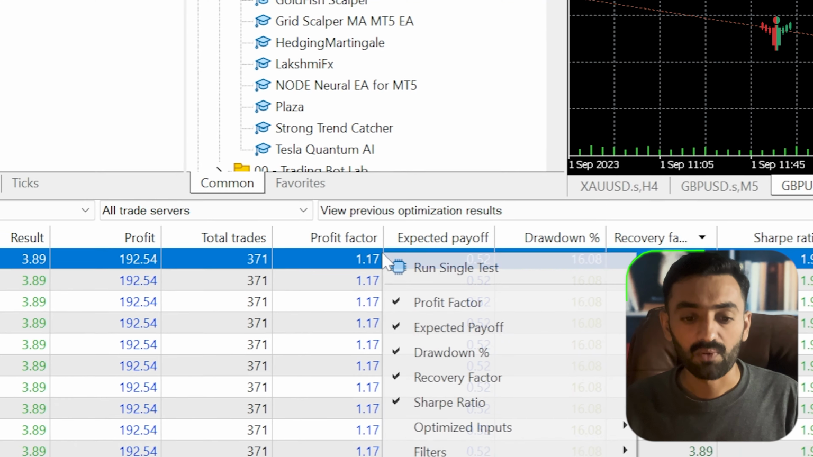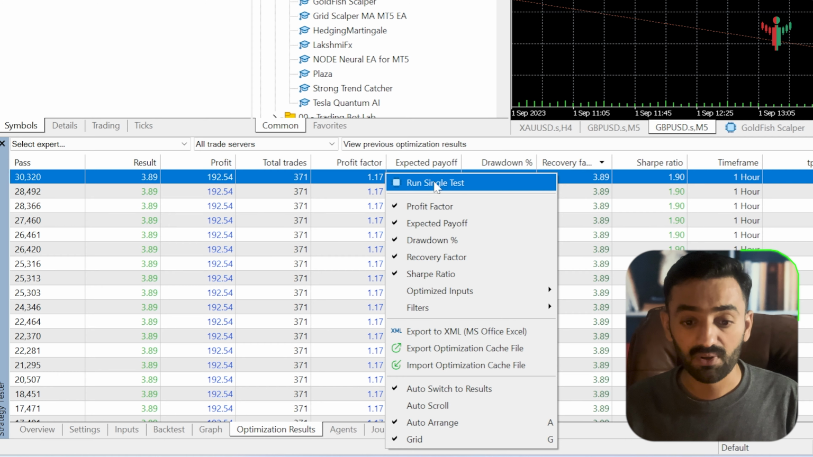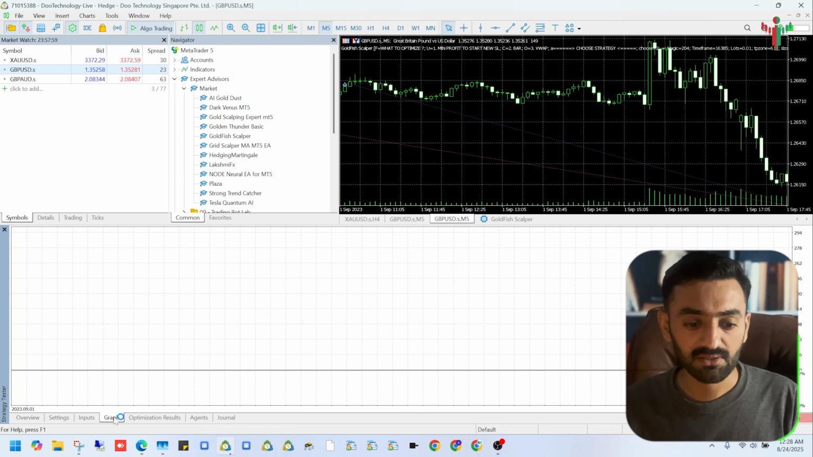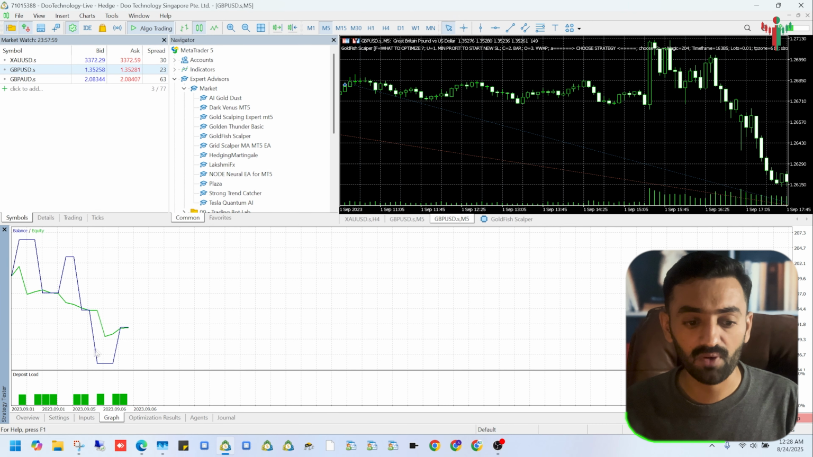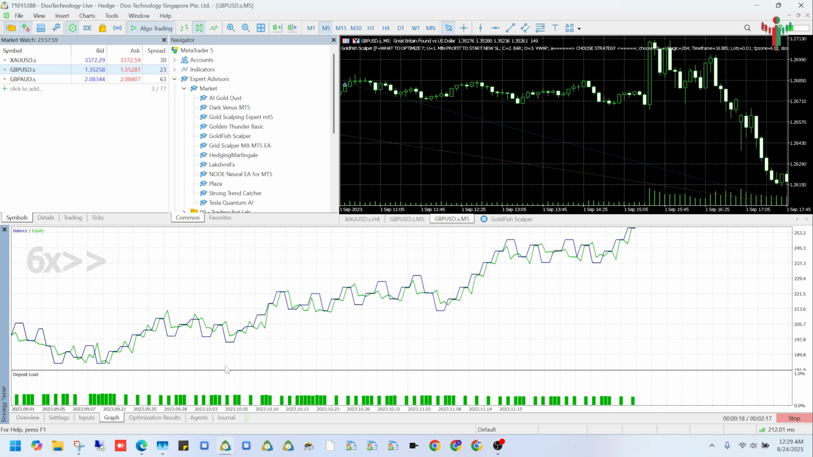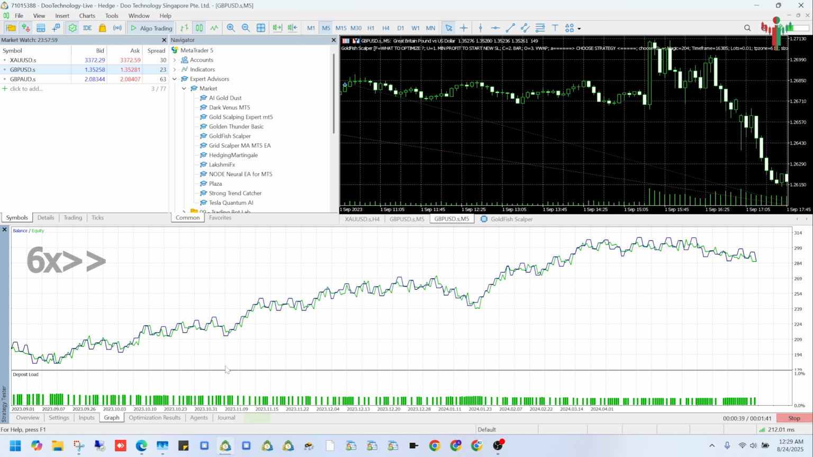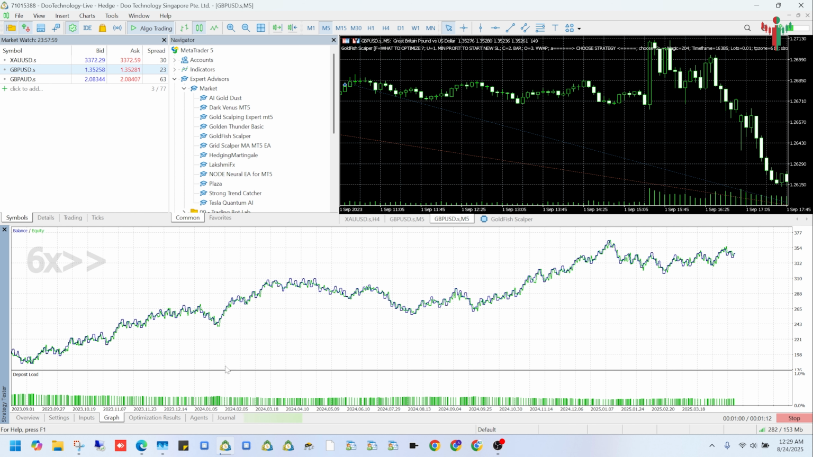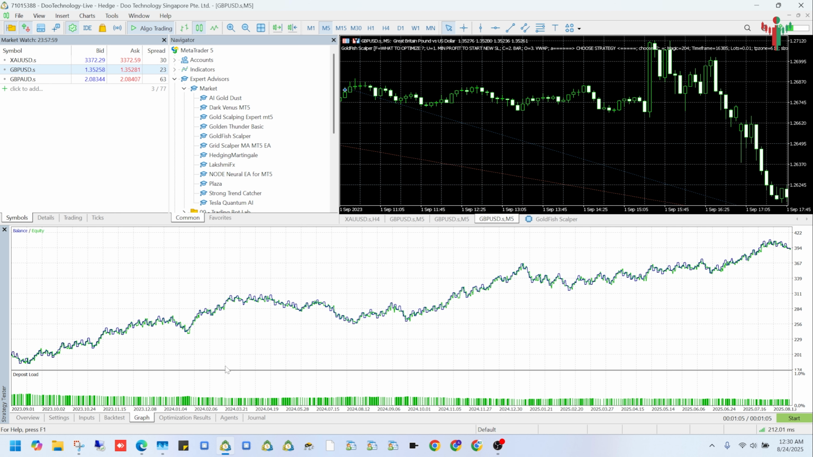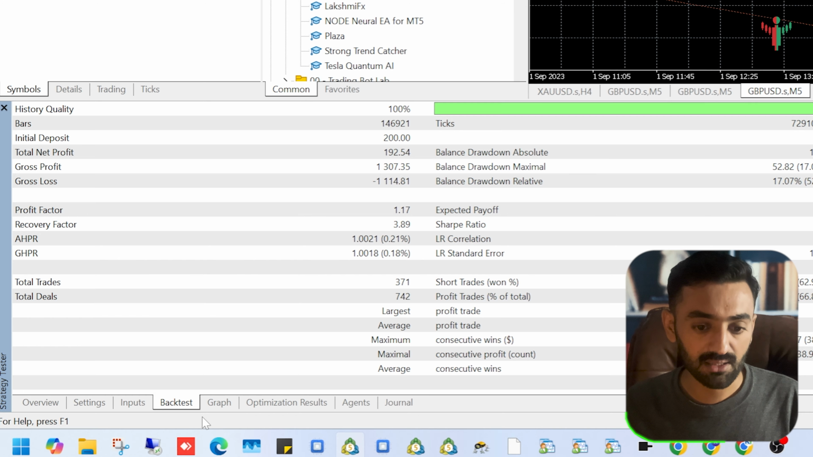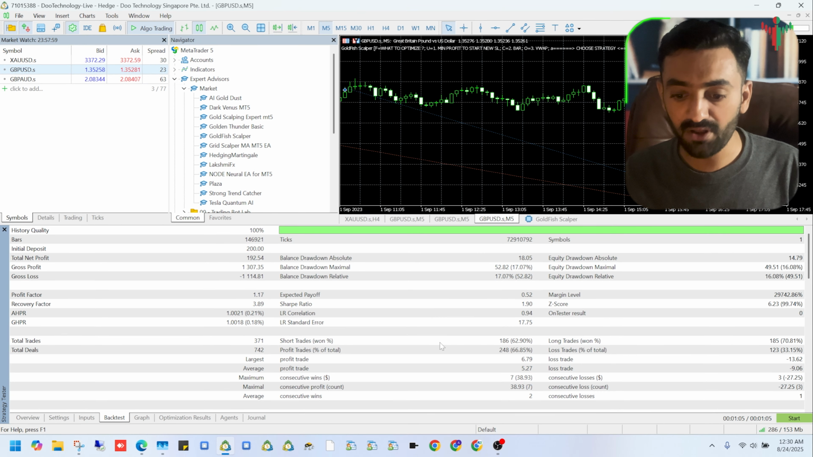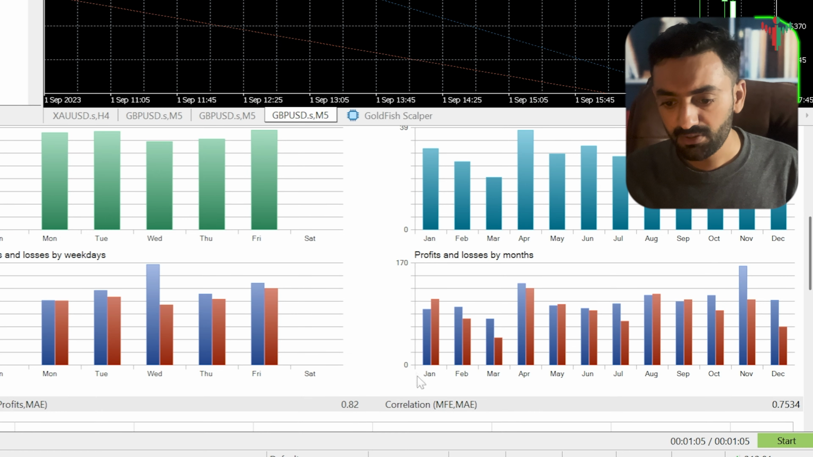We will test it. Right click on it and simply click on run single test. When I click on it, here in the graph we can see the performance, how it is going on. Backtesting process is completed and here in the backtest all these values, you already know how to read. And here you see January in loss, February, March, April, June in small profit, July profit, August in loss, September in loss, October in profit, November in profit, December in profit.